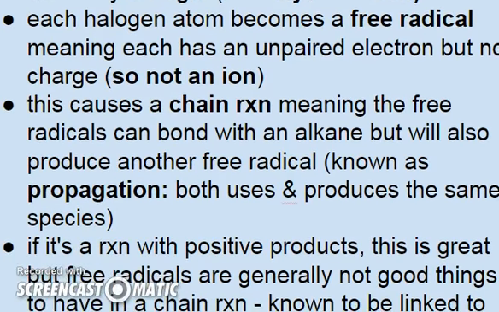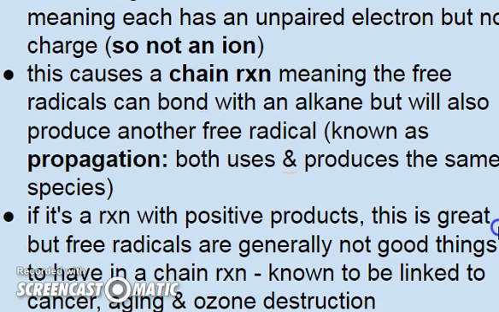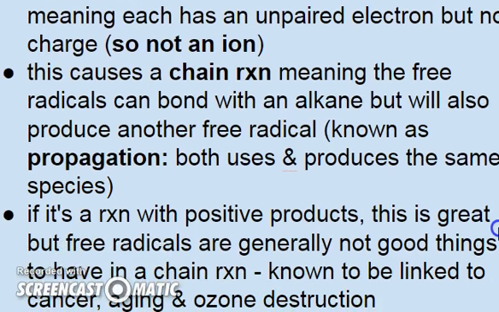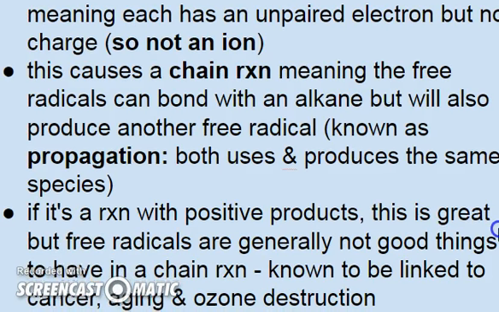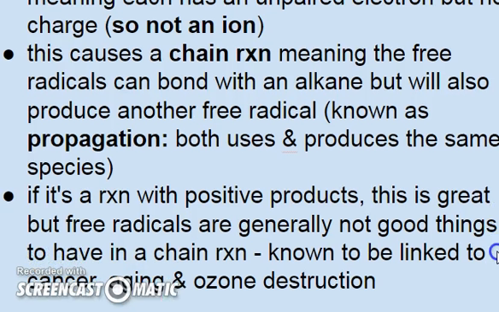At any rate, this free radical causes a chain reaction to start happening. The free radicals now are reactive enough to bump hydrogen off from its carbon bond, and it will bond with the alkane. But when it does this, it produces another free radical. So this is a process known as propagation, that the free radical is able to bump a hydrogen off and make another one of itself. So it both uses and produces the same species. And on the next slide, I'm going to show you what I mean by this.